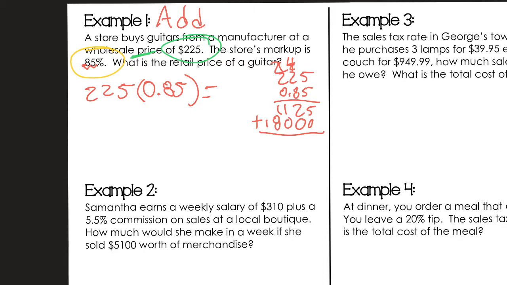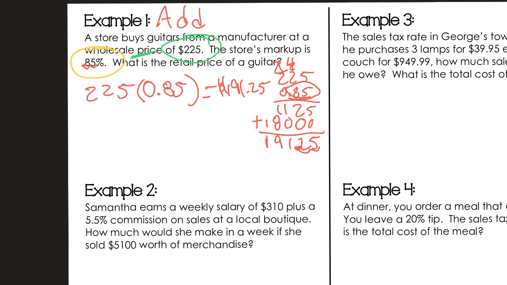So 5 plus 0 is 5. 2 plus 0 is 2. 1 plus 0 is 1. 1 plus 8 is 9. And we bring down the 1. Now we have got two decimal places to the right. So we go 1, 2, and we end up with 191.25. So I'm going to write that in here, 191.25.